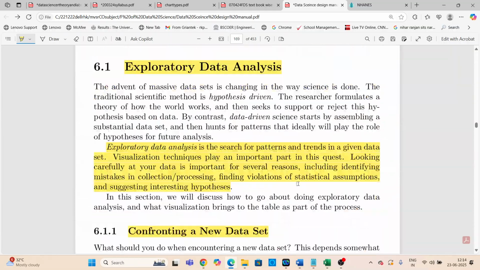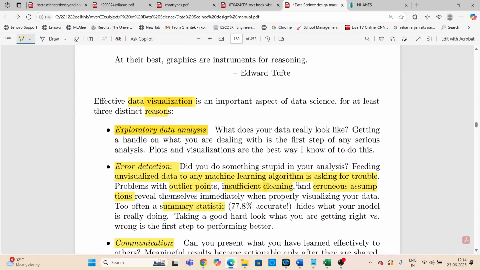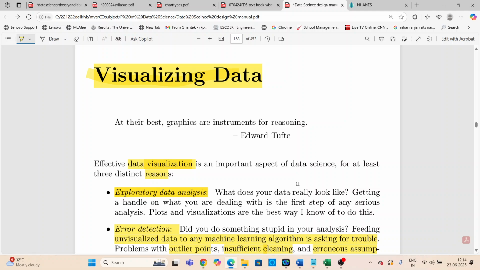So this was a short discussion on the topic data visualization.